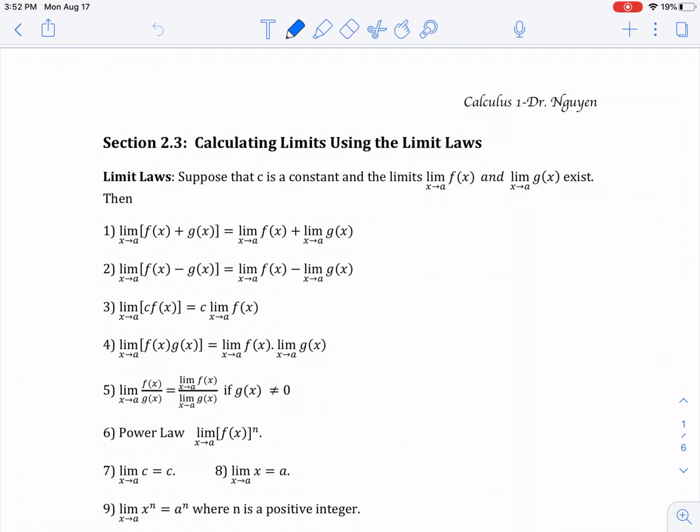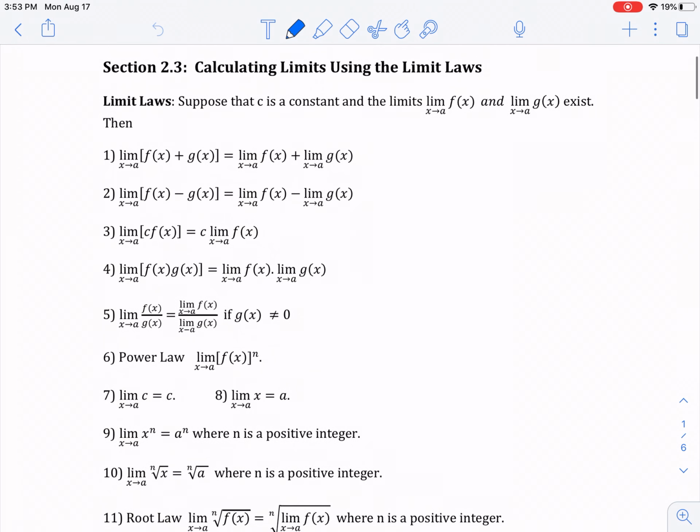For these sections, we will check out the limit laws. The limit laws are straightforward. They follow our basic operations like addition, subtraction, multiplication, division. Notice that for number 5, make sure you see g of x cannot be 0, because the denominator cannot be 0, otherwise it's undefined.